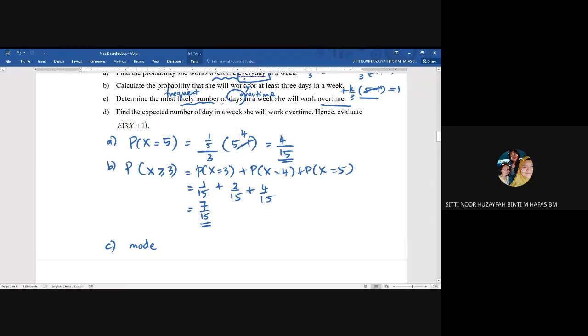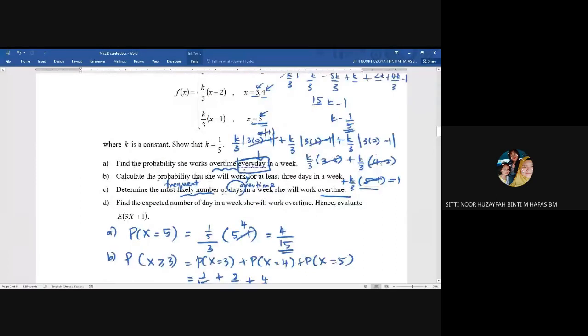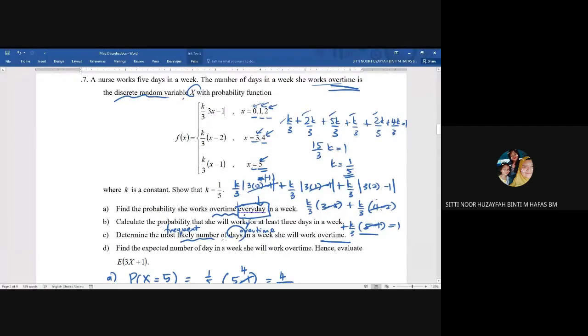So, we know for 3, 4, and 5 already. How about 0, 1, and 2? So, 0, what will be? For probability of x equal to 0. So, it's better for you to write down in a table, easier. So, 3, 0, negative 1. So, 1 multiplied by 1 over 3 multiplied by 1 over 15. Probability of x equal to 1. So, we have 3 minus 1 is 2. 2 over 3 to 2 over 15. Probability of x equal to 2 will be 6 minus 1 is 5.